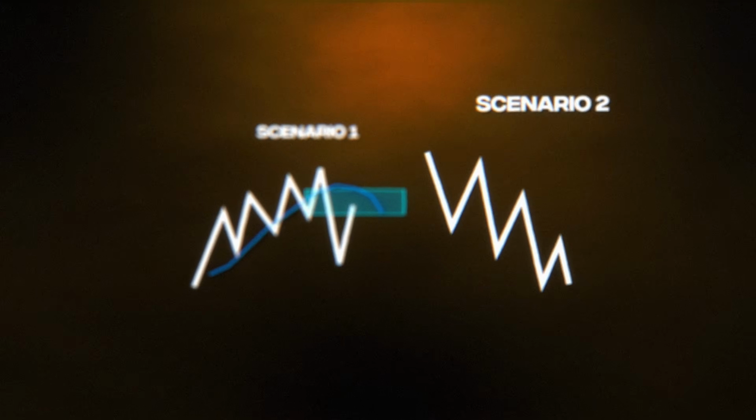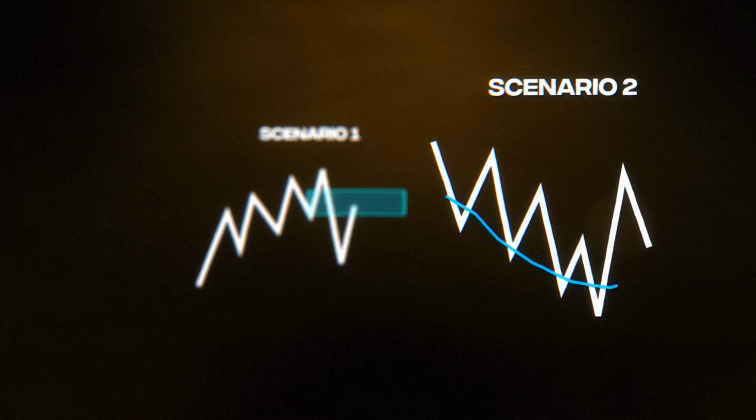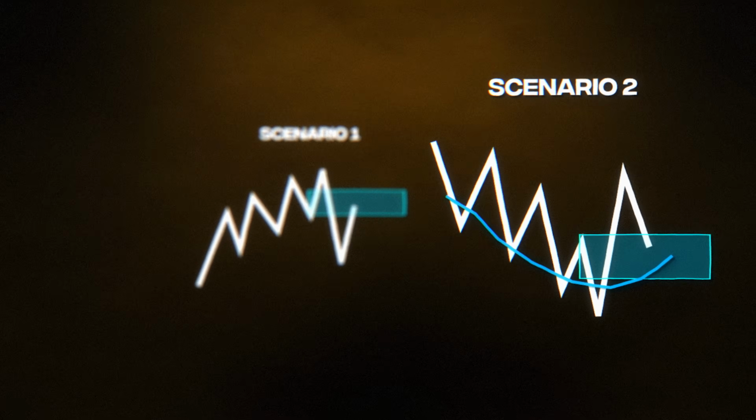Scenario number 2, when looking for a buy position in an uptrend, ensure that price is above the moving average during the retest of the breaker block. The moving average will then act as a support level to help push prices higher.